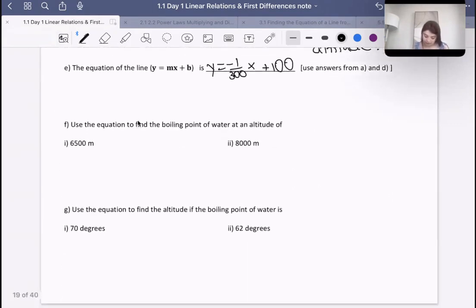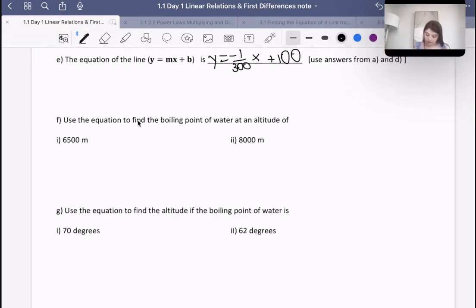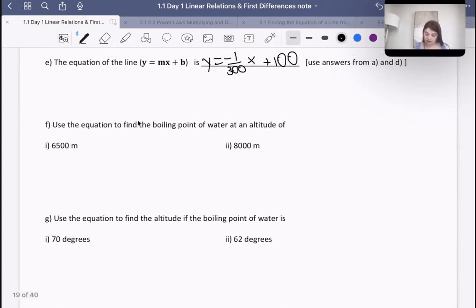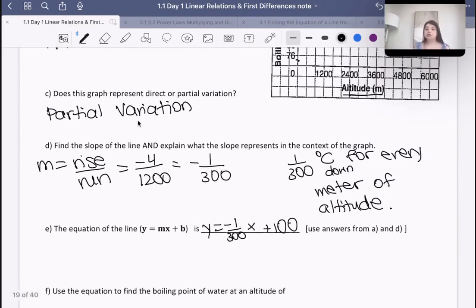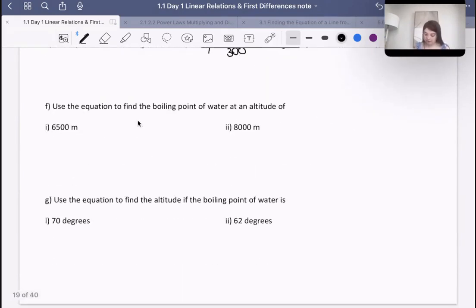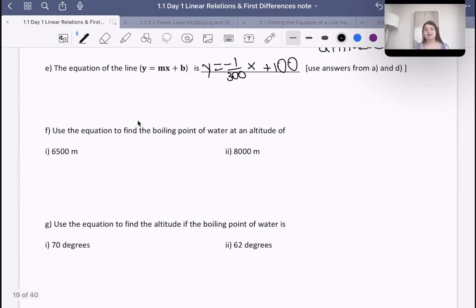Okay, use the equation to find the boiling point of water at an altitude of 6,500 meters and 8,000 meters. So again, altitude is the x coordinate, right? And so we're going to plug these numbers in as x and solve for y. So in this case, y is going to be equal to -1/300 times 6,500 plus 100, and that's going to tell us the boiling point. So let's do that.